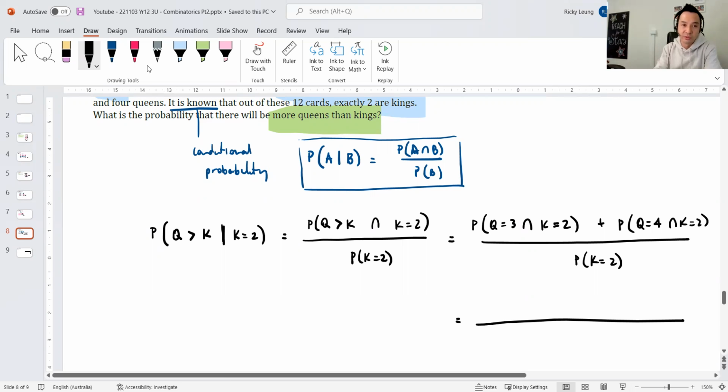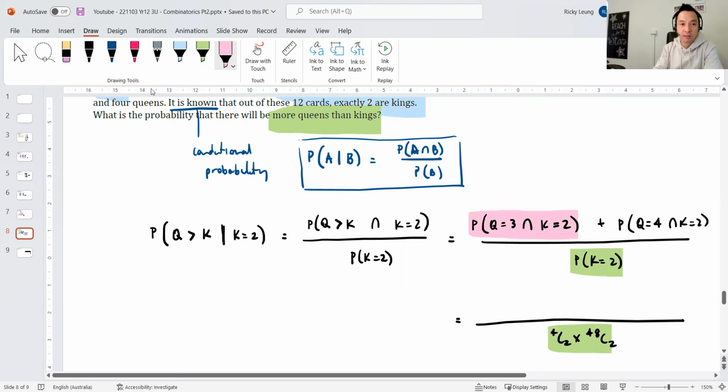So on the bottom, hopefully it's pretty easy. Guys, there are 52 cards. I want to choose 2 kings, so from the 4 kings, choose 2. And now I don't want any more kings, so remove the other 2 kings. So from the 48 other cards, I want to choose another 2. All right, let's do these ones.